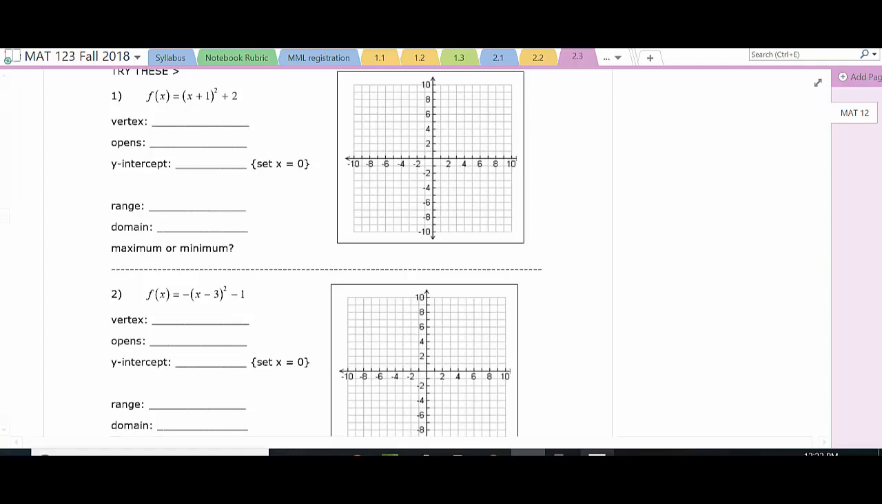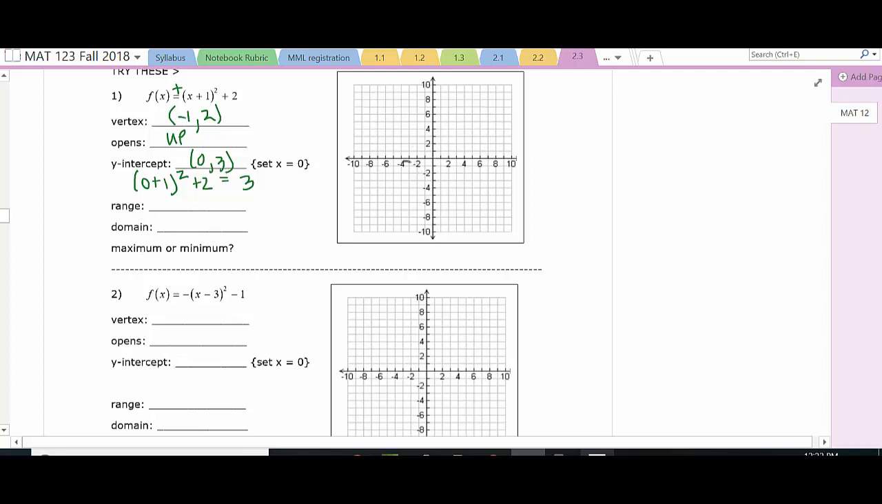Okay, so the good news, I think everybody's getting the vertex. That's good. This is going left 1, so it's negative 1. It's going up 2, so that's 2. It opens up because there's a positive in front of the parentheses. For the y-intercept, you just let x be 0. If you did that, you should have got 3, so you would get the point 0, 3. That's the first thing you want to check.